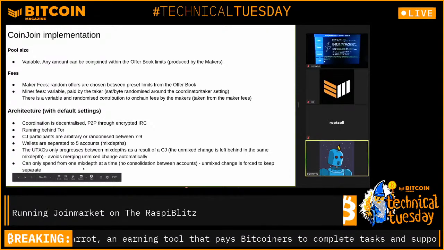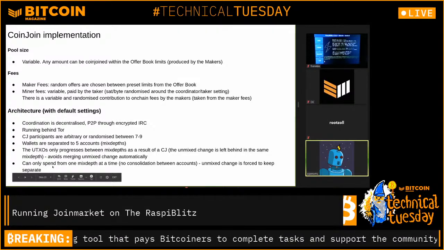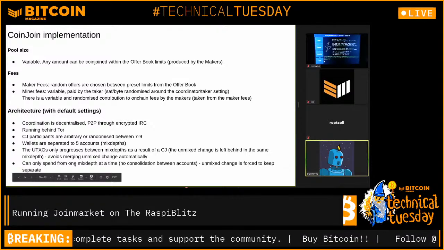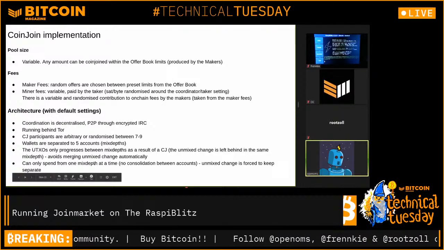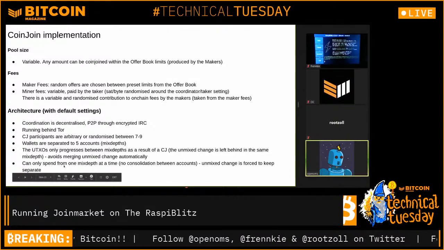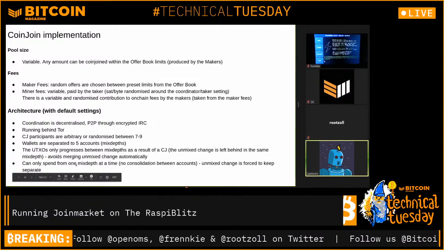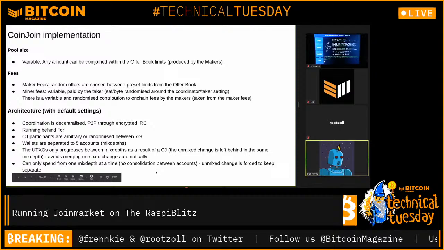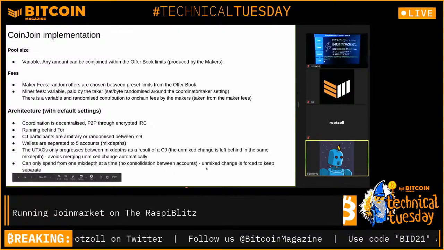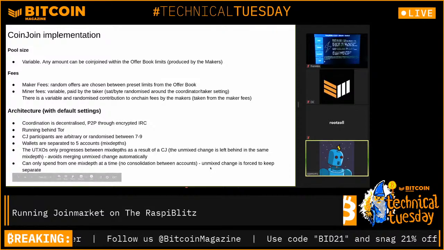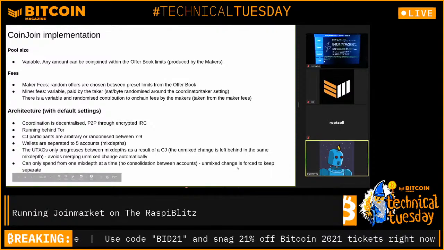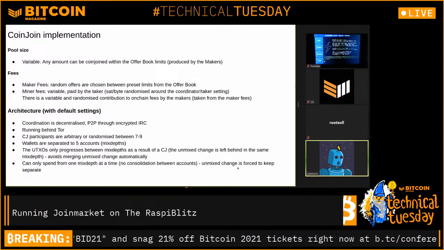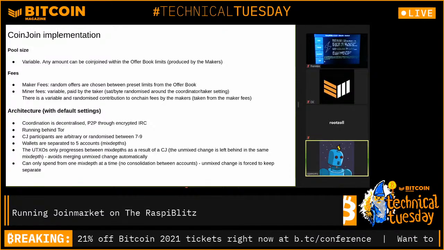And then there are some restrictions on how the wallets can be used, because when some funds are deposited, they will be broken down between the 5 mixed depths, all controlled by the user, but they cannot be spent together. So you can only spend or send UTXOs out from one mixed depth at a time. So there will be no consolidation between accounts. That is a protection to keep the user from merging the unmixed change, or forced to keep it separate.